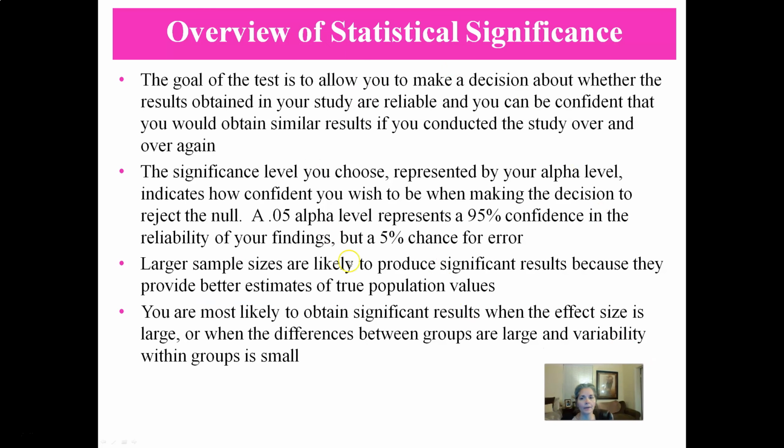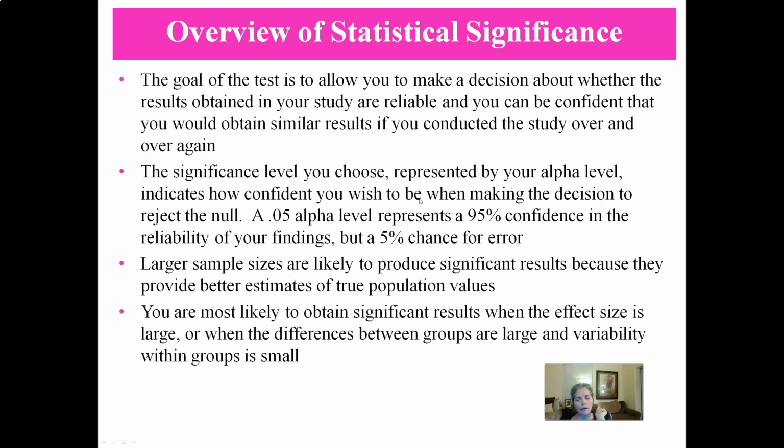Overall, when we're talking about statistical significance, bigger t's are more likely to be significant, bigger f's are more likely to be significant, bigger z's are more likely to be significant. That allows you to determine, do I reject my null? Do I fail to reject my null? How confident am I that my results are due to my treatment effect or due to chance? So that alpha level matters.